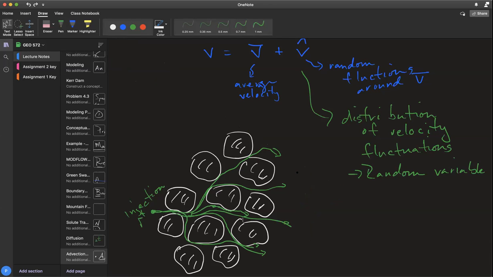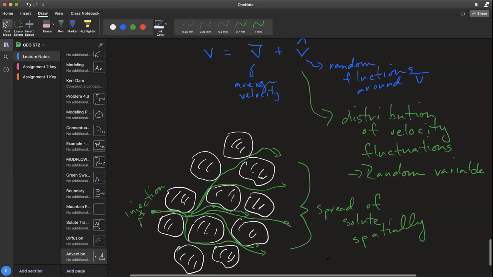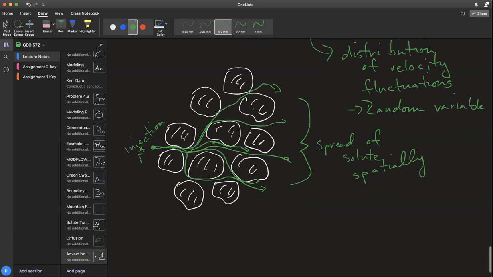We see spread of solute spatially. All right, so it spreads out laterally here in this case, but also because these flow paths don't all move at the same speed, we're going to get some solute arriving very rapidly.